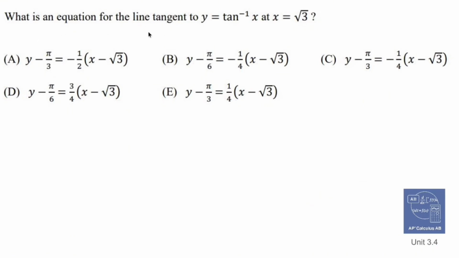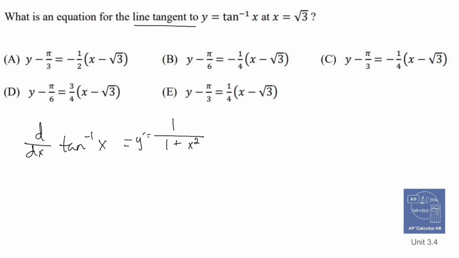What is an equation for the line tangent to y equals the inverse tangent of x at x equals root 3? The derivative of the inverse tangent of x is going to be 1 over 1 plus x squared. So y prime is going to equal that. I care about what happens at root 3. Again, the equation of a line tangent means derivative, so that's why I did this.